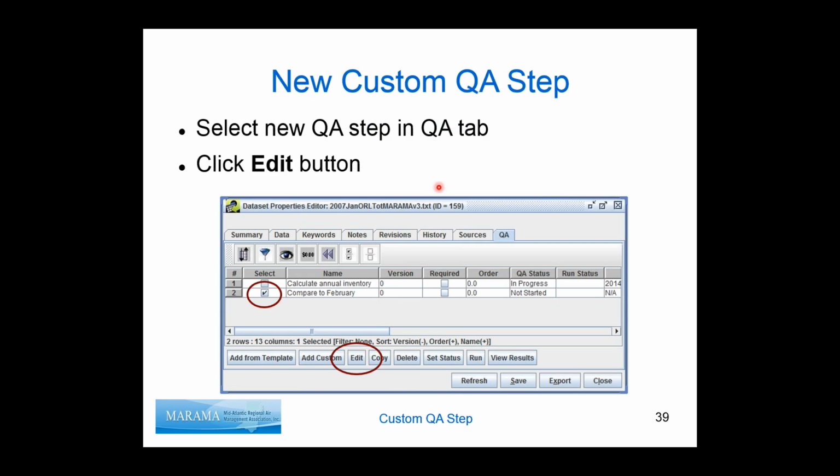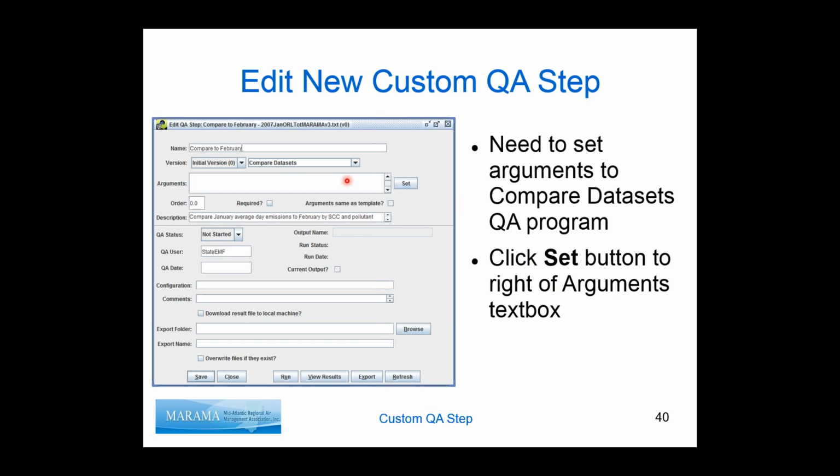So on that previous slide, you set the QA program, and then you click OK to go ahead and add the step. At this point, because it's not from a template, we have to set up the parameters to use. So we're going to select the step and click Edit to go in and start editing it. We need to set up the arguments to compare data sets. In the arguments field here, there's a Set button, and we're going to click the Set button to bring up a special dialog for setting the arguments.